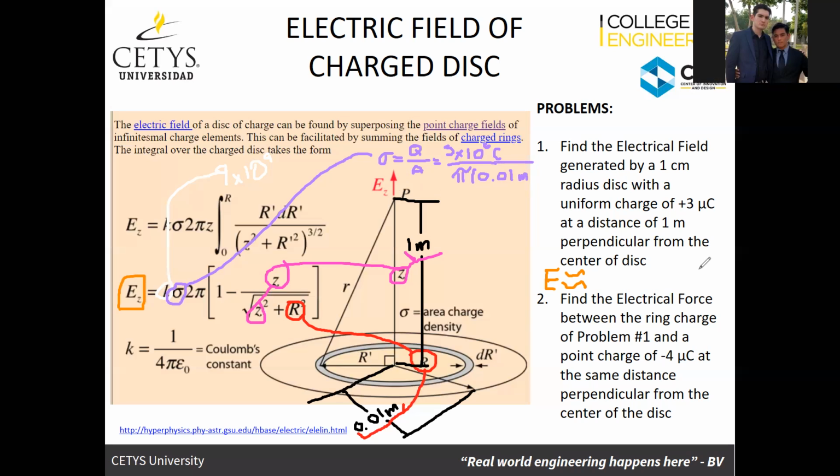Question, Professor. Yes, go ahead. So the area is pi times radius squared, right? Yes, it's squared. I forgot to put the square here. Okay. Good catch there. Okay, thank you. Squared. Pi times the radius squared, correct.